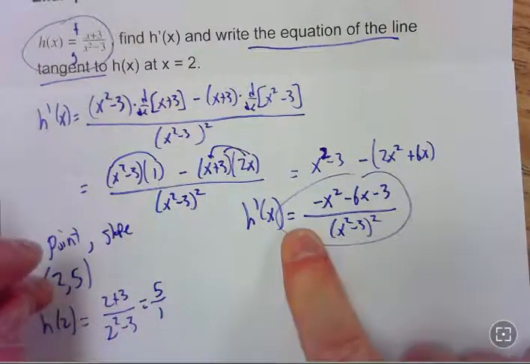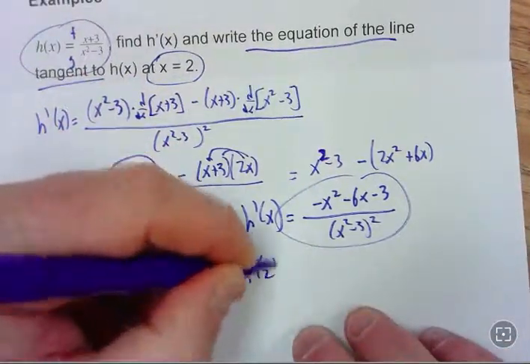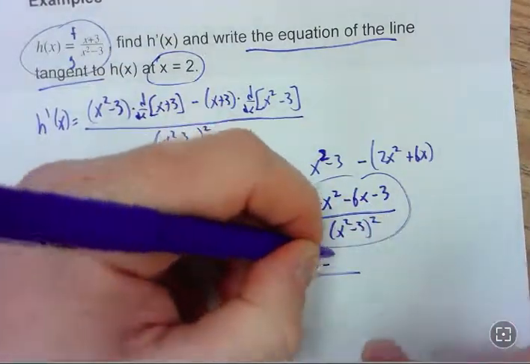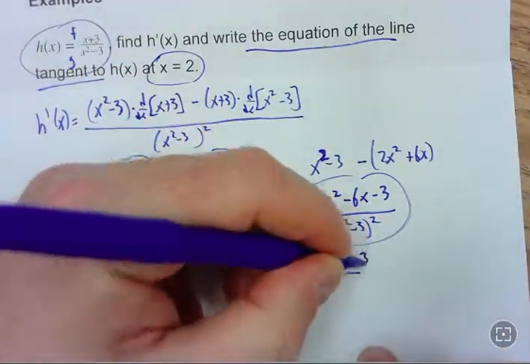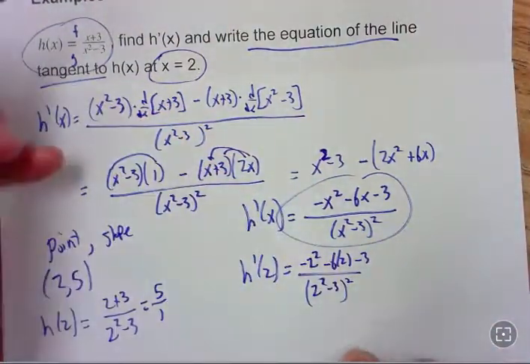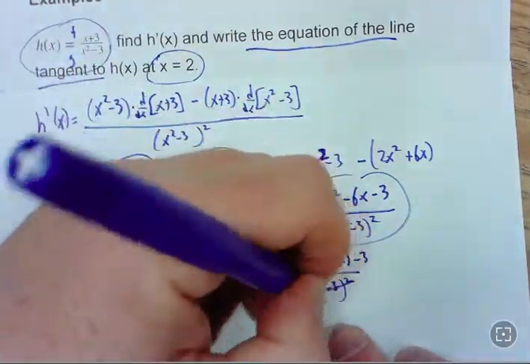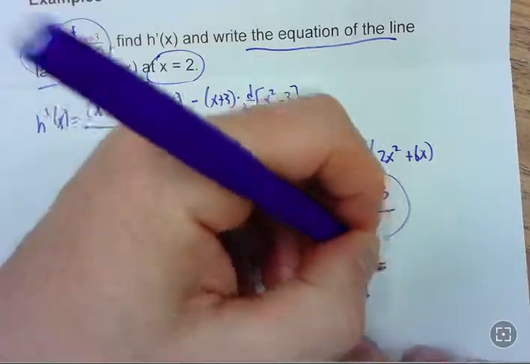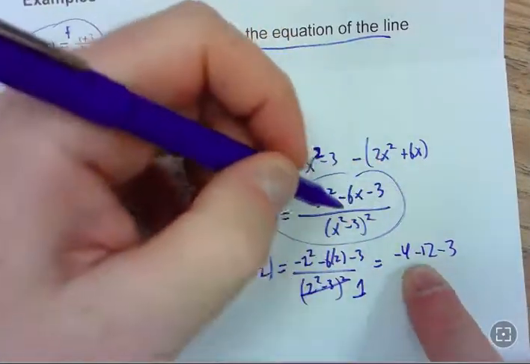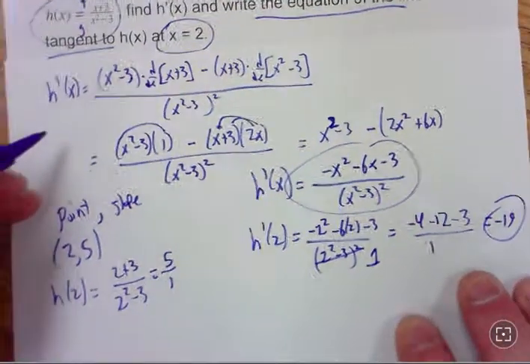Now I need to know the slope. Well, that's the derivative at 2. So let's plug in 2 to the derivative. So that's going to be negative 2 squared minus 6 times 2 minus 3 all over 2 squared minus 3 squared. Well, 2 squared minus 3 is 1. 1 squared is 1, so this bunch is 1. Negative 4 minus 12 minus 3, that's negative 19. Well, then that's the slope.